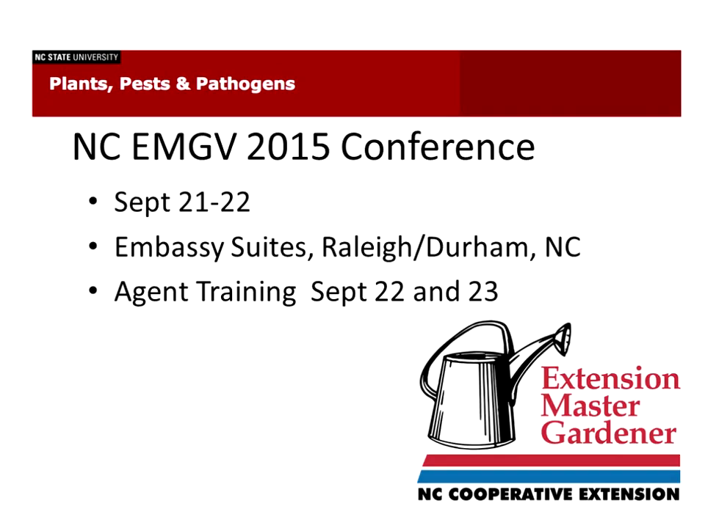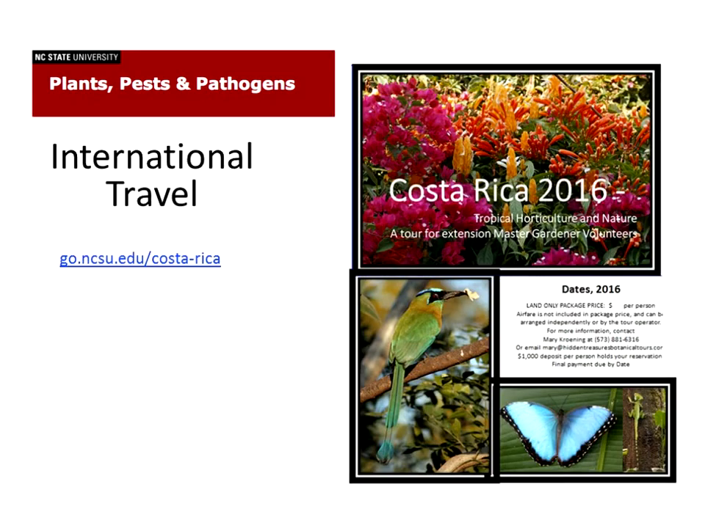Extension Master Gardener Conference is coming up. It's going to be September 21st through the 22nd, in the Raleigh-Durham area at Embassy Suites. It's very near the Raleigh-Durham airport. That will be followed immediately by an agent training session. More information on both of these when you go to ncsugarden.com. We are headed to Costa Rica in February, and you can get more information about that online. We'll have the actual dates and prices up soon.